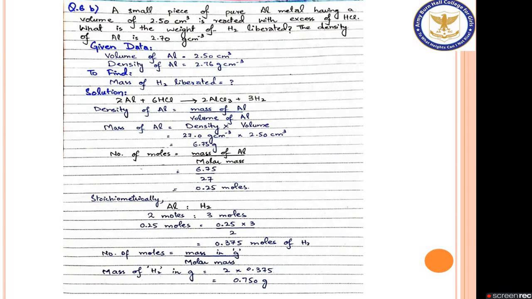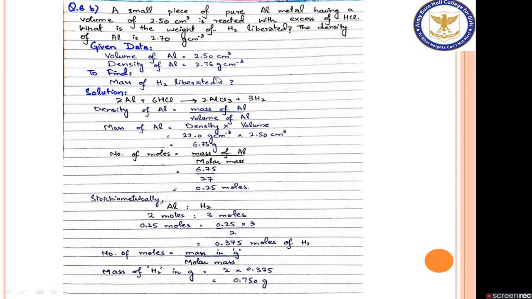Regarding part B of this question number 6, a small piece of pure aluminium metal having a volume of 2.50 cubic centimeter is reacted with excess of HCl. What is the weight of hydrogen liberated? And the density of aluminium is 2.50 gram per cubic centimeter. We are provided with two things, the volume of aluminium and the density of aluminium. We have to calculate the mass of hydrogen liberated.